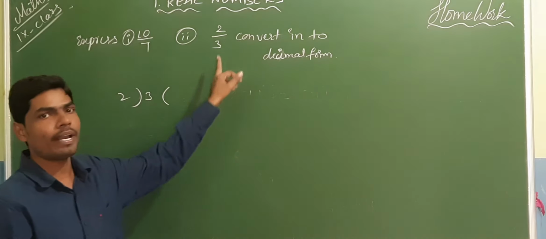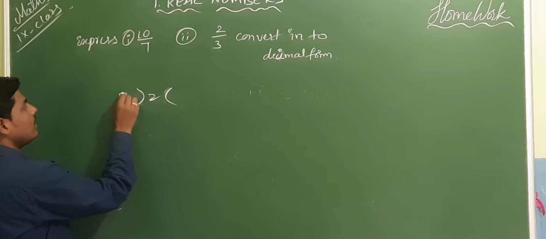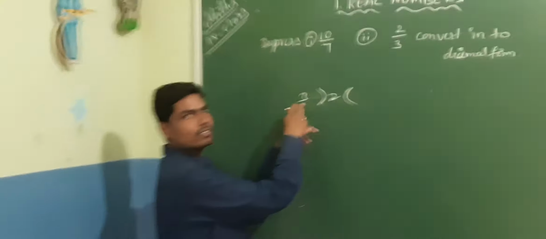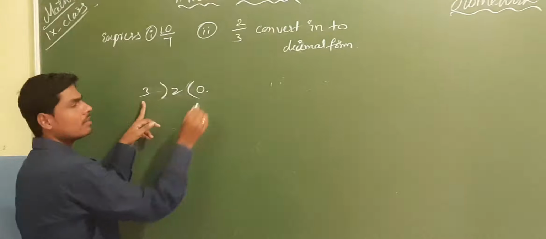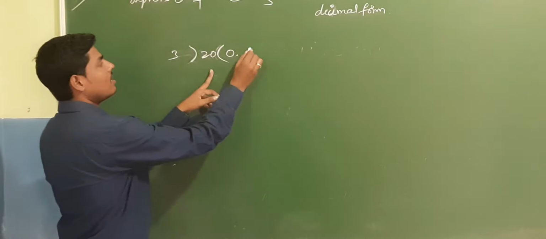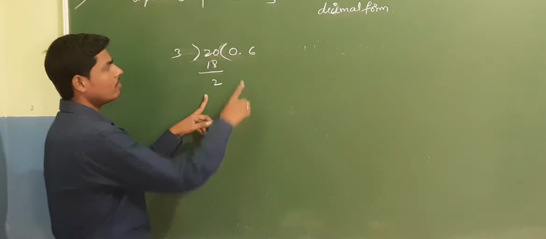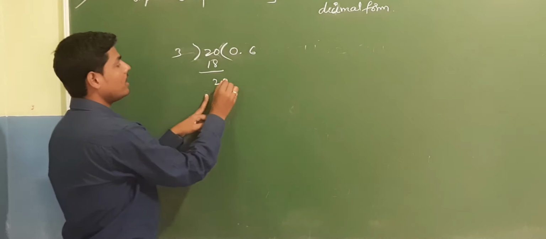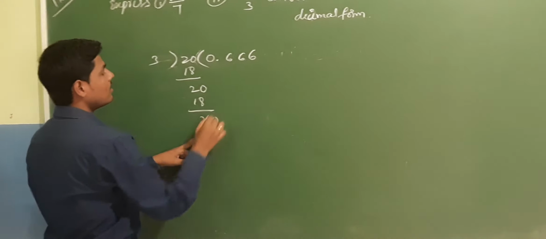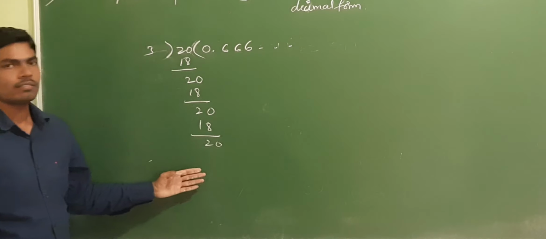Now the second problem, 2 by 3. 2 is the dividend and 3 is the divisor. If you compare these two numbers, the divisor is greater. So you take 0 and a decimal point. Now take 0 here. In the 3 table, 3 6s are 18, which is nearest to 20. Next, if you subtract, you get 2. Now you have already taken a decimal, so you take 0 here. Now 3 6s are 18, 20 again. 3 6s are 18, 20 again.